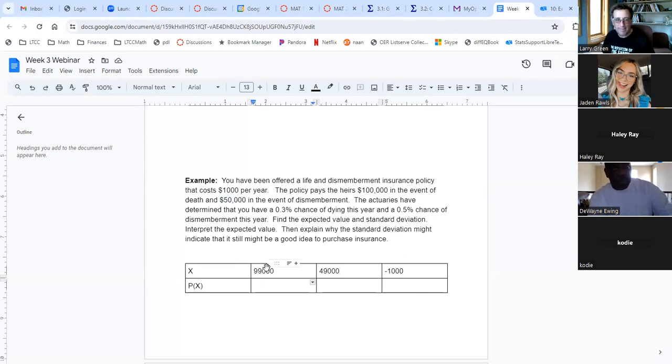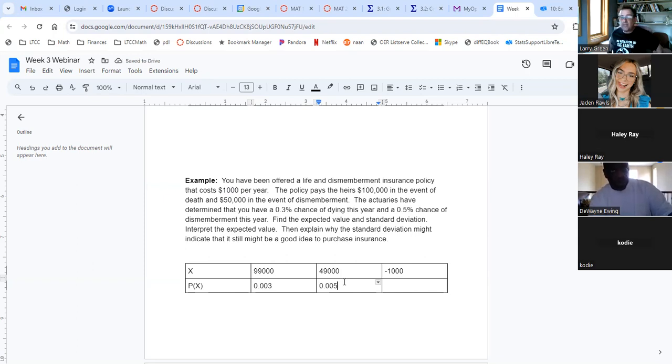Then P of x, the probability of dying is 0.3% chance. So it's not 0.3 for what you write, it's 0. We got to move the decimal over 2 places, 0.003. And similarly, 0.5% chance is 0.005.